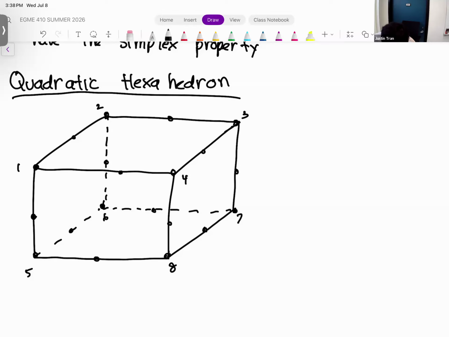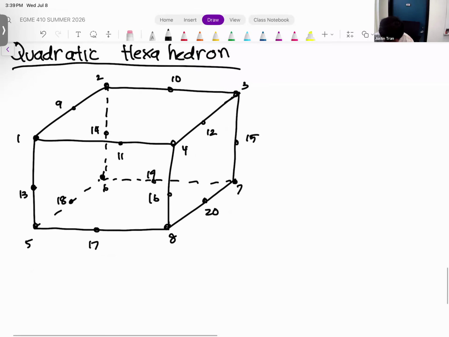I think I got every single one. Okay, so let's see, we have 9, 10, 11, 12, 13, 14, 15, 16, 17, 18, 19, 20. Okay, good. And again, you don't have to have the numbers in the same place as me. It's for our discussion here, it doesn't really matter. Just make sure you have 20 of them. All right, and so of course with 20 nodes, that means our shape function will also have 20 terms associated with it.